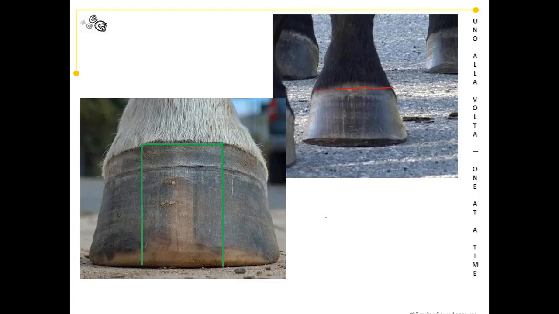So in our paradigm, when we are looking at the hoof from the front, we look just at the hairline in this region. We're looking if this is straight. And in this case it is pretty straight. Looks pretty good.